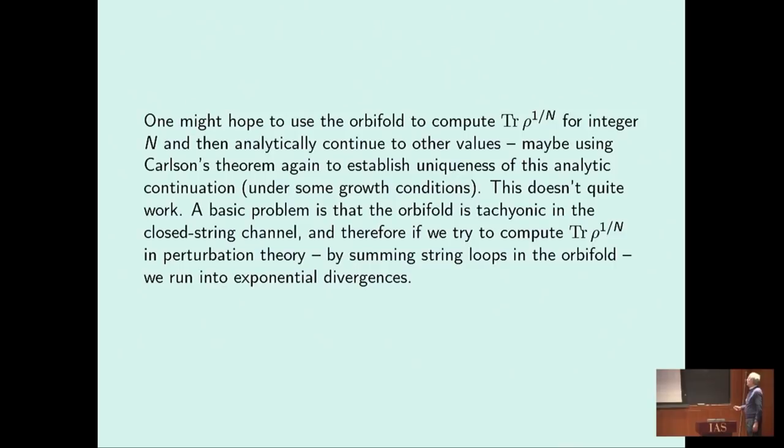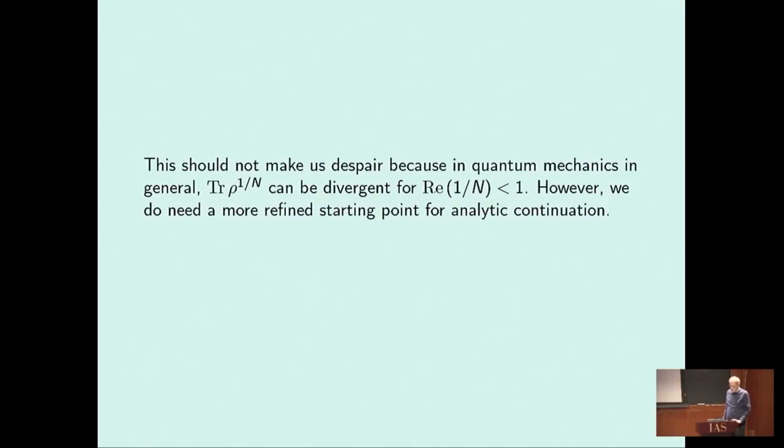Well, you might hope to use the orbifold to compute the trace of rho to the 1 over n for integer n, and then analytically continue to other values, maybe using Carlson's theorem again. There's a problem with this. The orbifold is actually tachyonic in the closed string channel. So if you try to compute the trace of rho to the 1 over n in perturbation theory by summing string loops in the orbifold, you're going to run into exponential divergences. So you need to do something a little bit better. But you shouldn't panic because this might be the right answer.